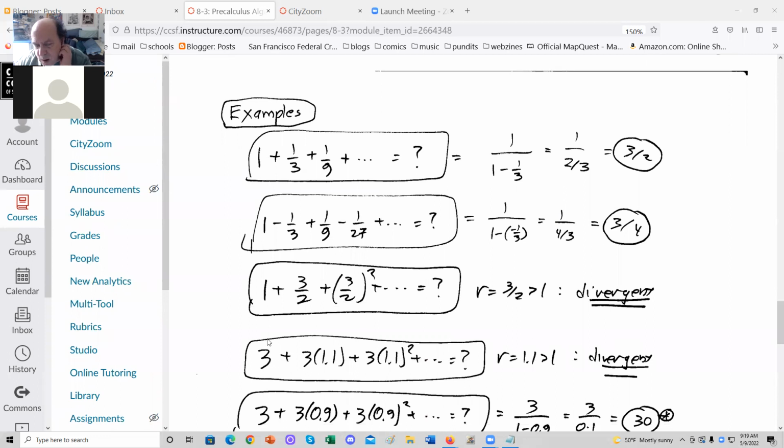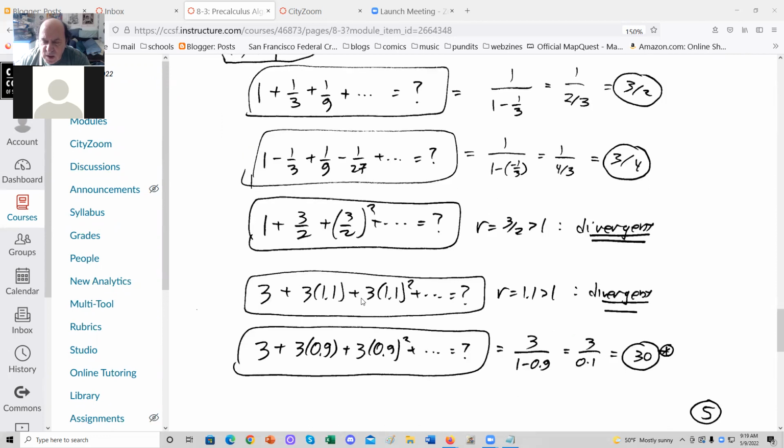Now here's 1 plus 3 halves plus 3 halves squared plus and so on forever. Thing is that this 3 halves is bigger than 1. So this is runaway. It grows off indefinitely, and so therefore this does not converge to a limit. It's divergent. Similar thing here: 3 plus 3 times 1.1 plus 3 times 1.1 squared and so on. This 1.1 is bigger than 1, so its powers diverge to infinity.